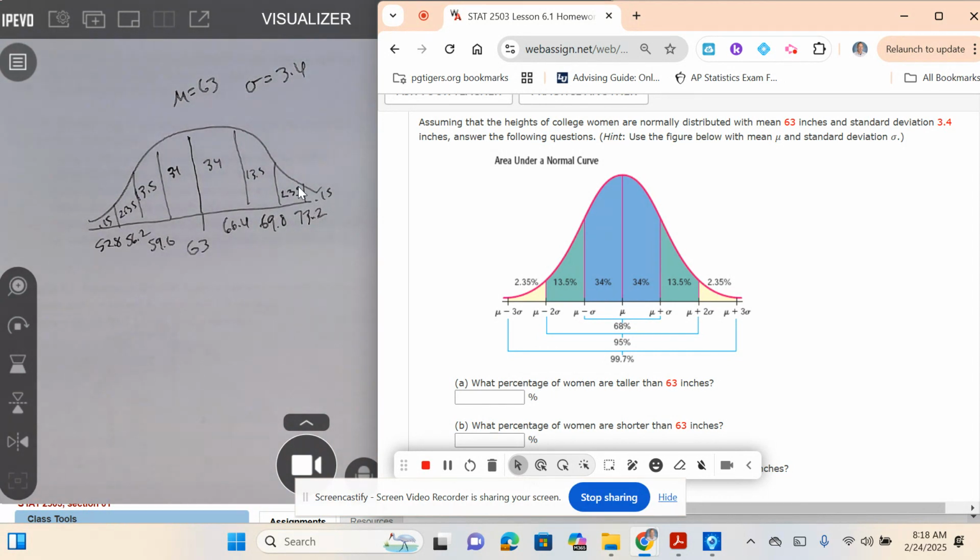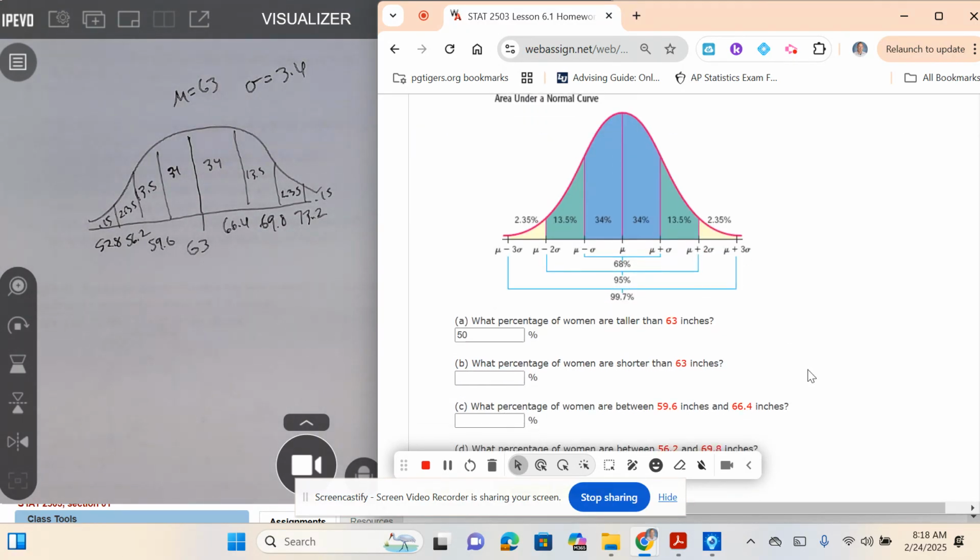Okay, so this is a standard normal curve. This helps you get those percentages. What percentage of women are taller than 63 inches? We've already answered this question twice today, kind of. Where is 63 at? In the middle. So what percentage are taller than that? 50%, right? If you're at the mean, what percent's above that? 50. What percent of women are shorter than 63 inches? What percentage is shorter than the mean? 50. You're at the mean, you're in the middle. So 50% are below, 50% are above.